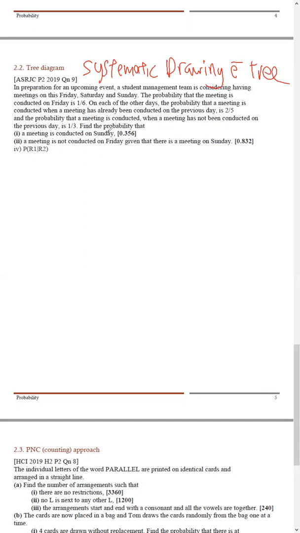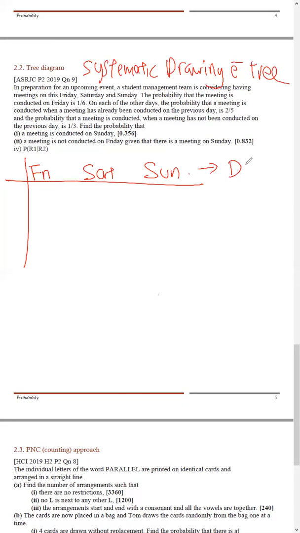So how should we draw this tree diagram in a very systematic way? There are clearly 3 days, right? So 3 days means I need to have 3 different columns, which are Friday, Saturday, then Sunday. On each day, meetings can happen and meetings don't happen. So this column here is the date, and the rest of it, this row is the date and the column is actually yes or no. It's a simple question.